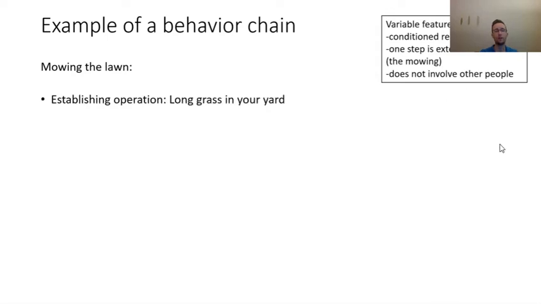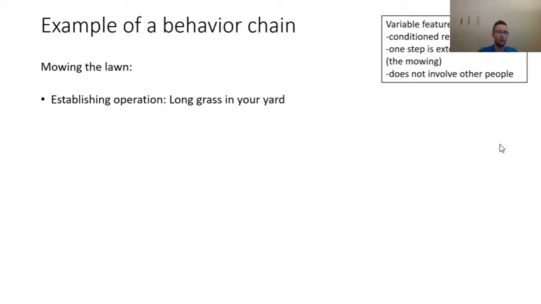So mowing the lawn. Now also what I didn't mention yet is that a behavior chain is evoked by an establishing operation. Remember, an establishing operation is an antecedent stimulus, condition, or operation that has two effects, a value-altering effect and a behavior-altering effect. The behavior-altering effect is that it momentarily alters the frequency of behavior. In this case, it would be an antecedent that momentarily increases the probability I would mow my lawn.